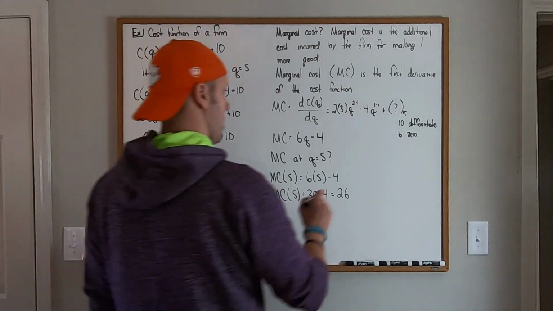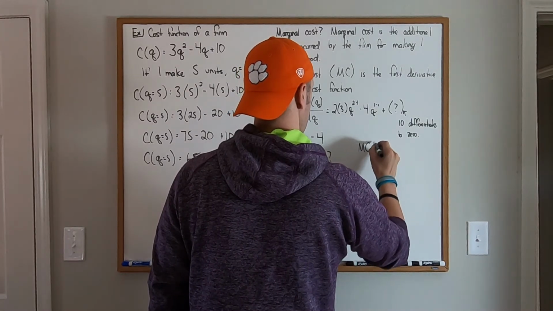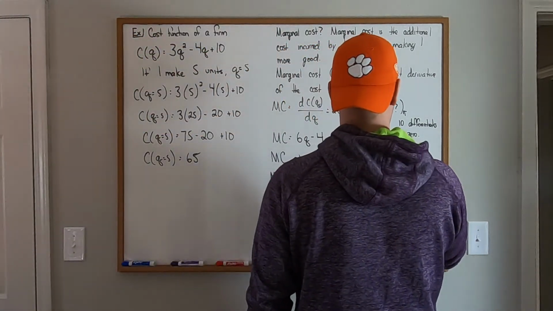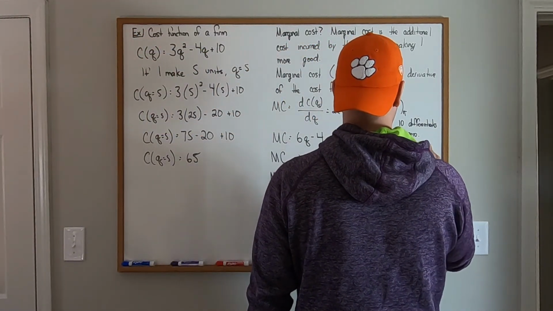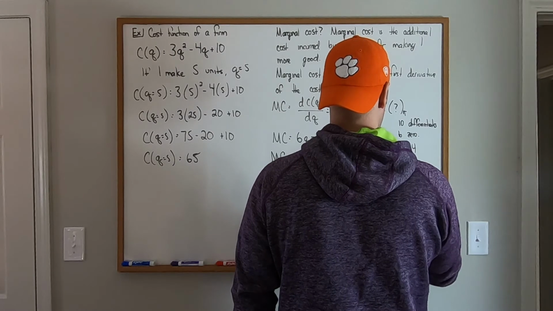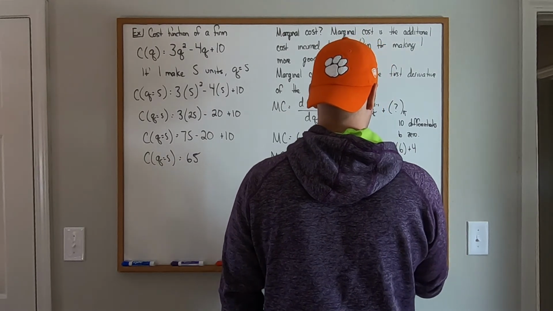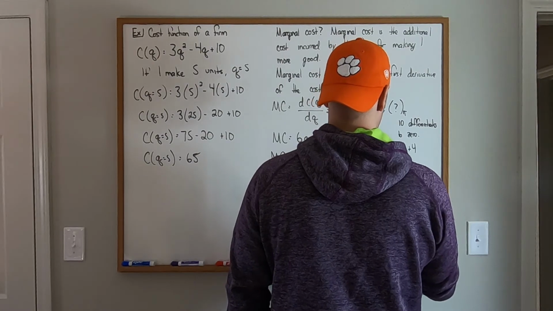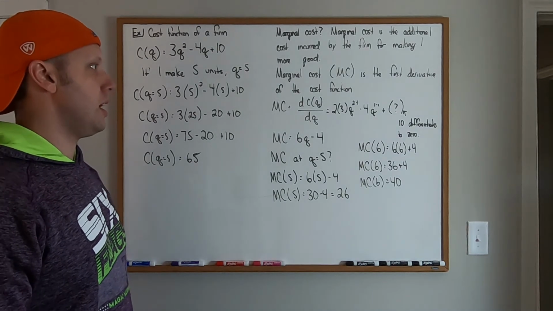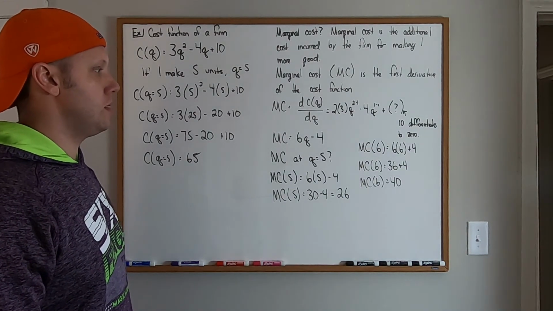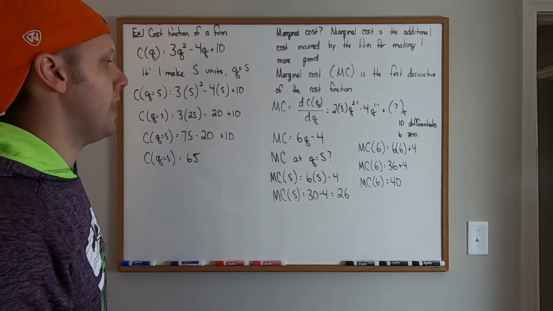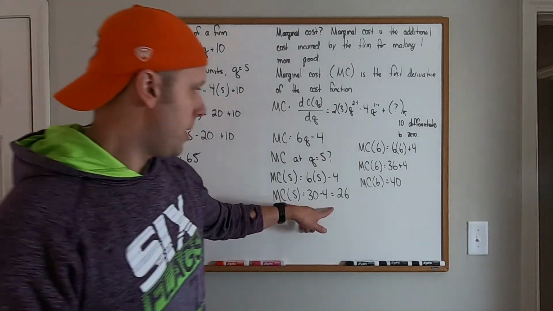All right, let's look at marginal cost of 6 units. What would that be? Well, I would plug in 6 for q, so I would get 6 times 6 minus 4. Marginal cost of 6 is 36 minus 4. Marginal cost of 6 is thus 32. So we can see if I'm making more units, the marginal cost, the cost incurred by producing one more unit of that good, one more unit of output, appears to be increasing here.